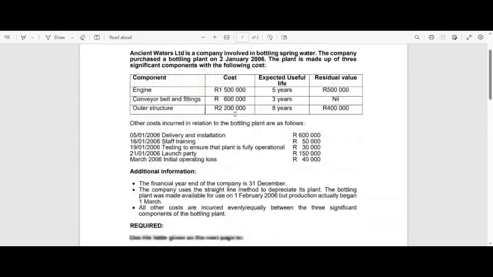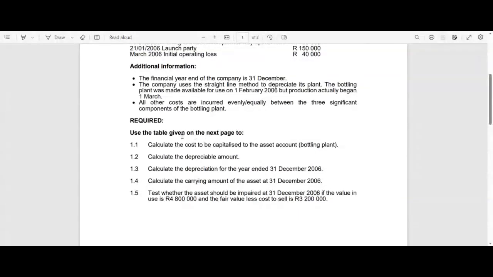So let us first of all see what is required of us. They've given us a table, a blank table on the next page, but that will obviously now be online. And then they say calculate the cost to be capitalized to the asset account. And the asset we can now see is a bottling plant. So they are obviously bottling, looks like spring water. Then calculate the depreciable amount. We know that we've got to calculate the depreciable amount before we can actually calculate the depreciation expense itself. Calculate the depreciation for the year ended 31st of December 2006.